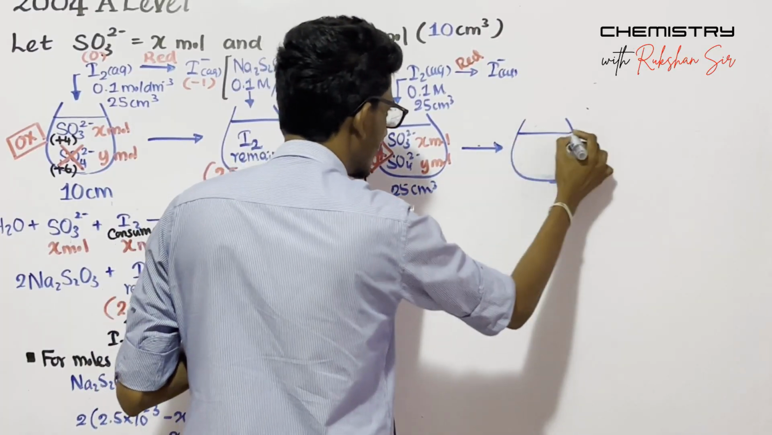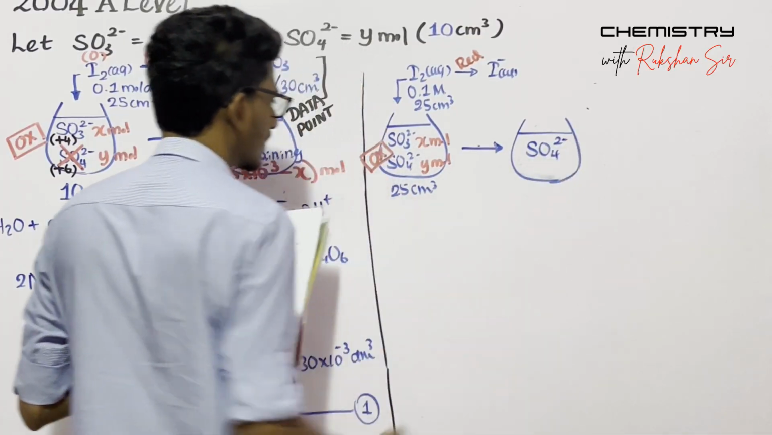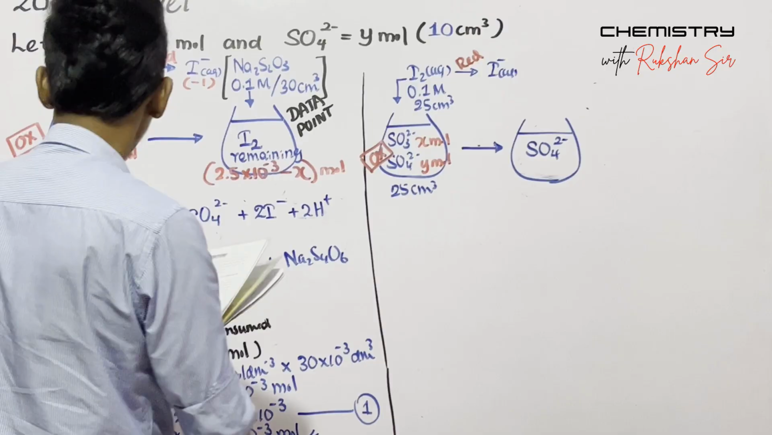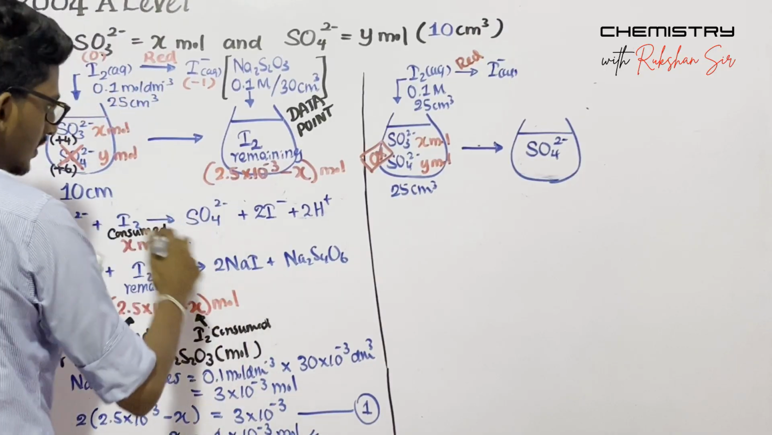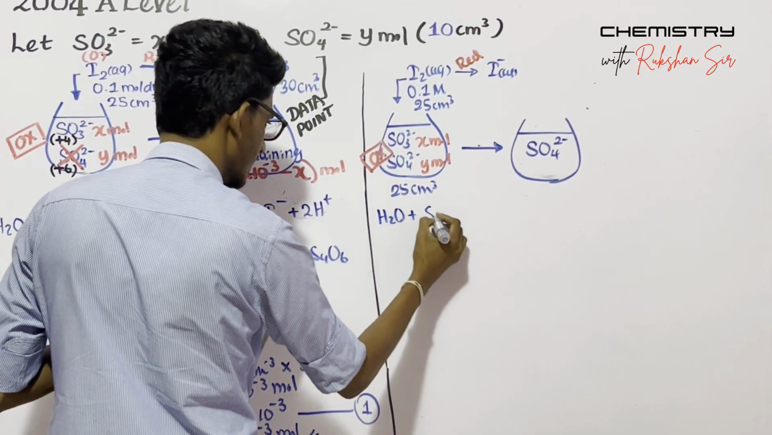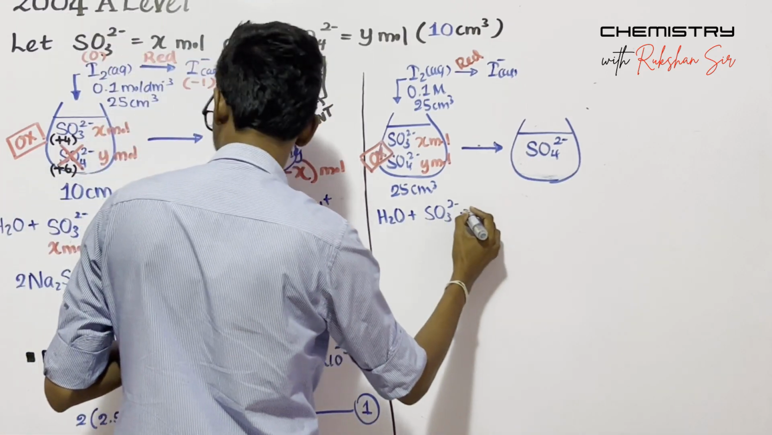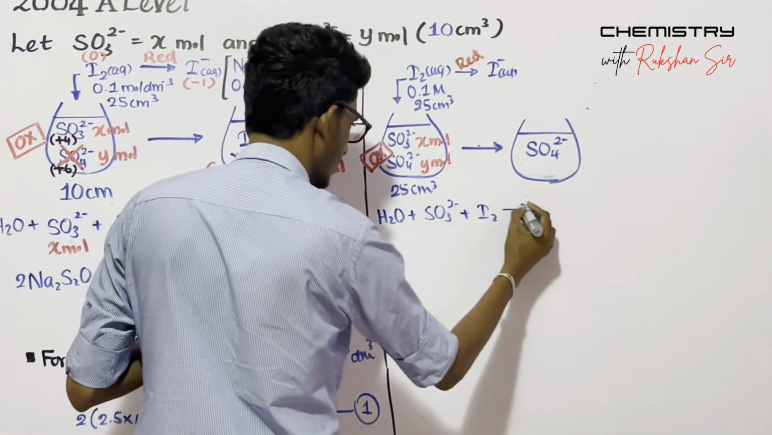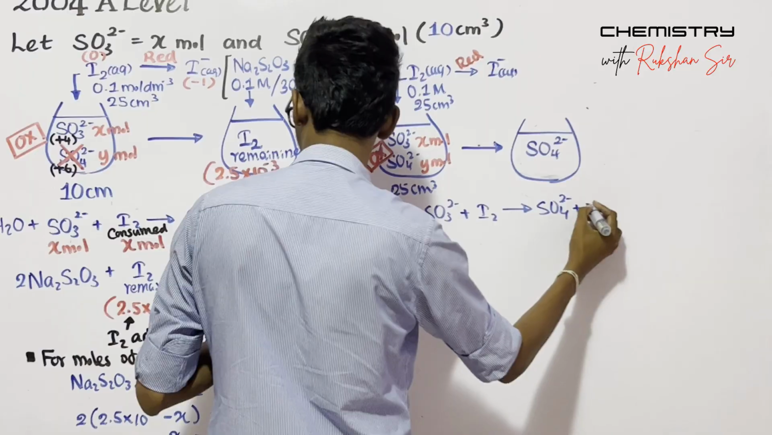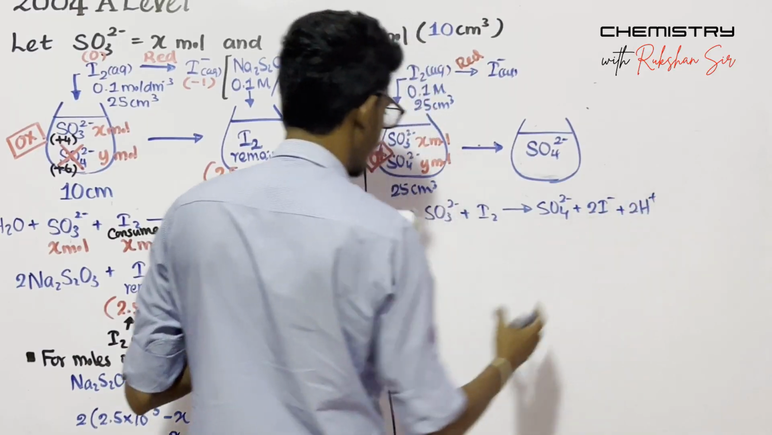In this solution, only the sulfate ions remain, right? Then the equation here is again the same equation: H2O reacting with SO3 2- plus I2 producing SO4 2- plus 2 I- plus 2 H+, right?